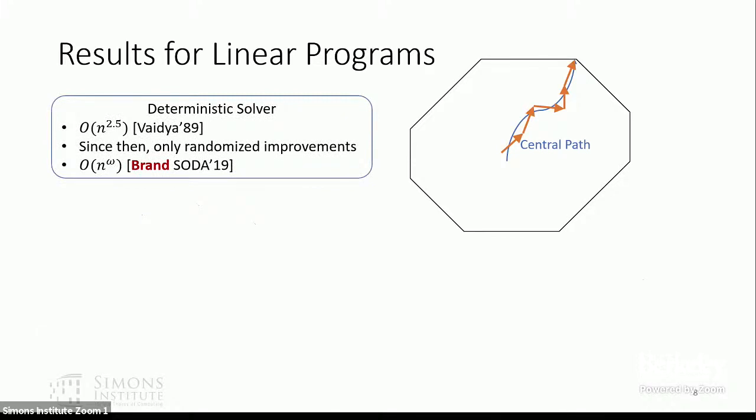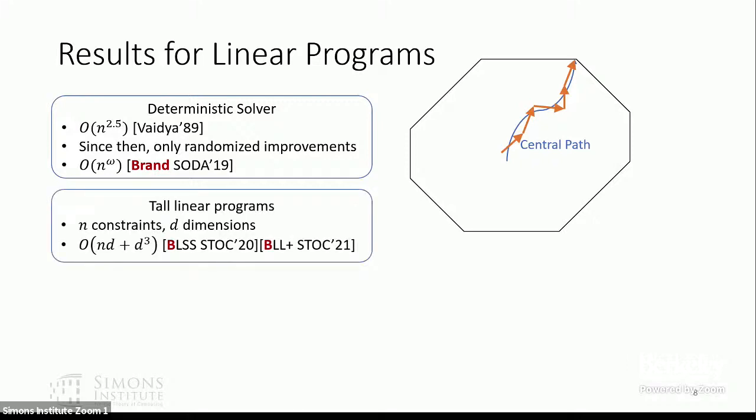So if you look at something like the central path method for solving linear programs, there was a deterministic solver by Vaidya back from the 80s. And since then, all improvements for linear programs have been randomized. And recently I showed that, okay, by using dynamic linear algebra, you can speed up linear program solvers and get a matrix multiplication time deterministic LP solver.